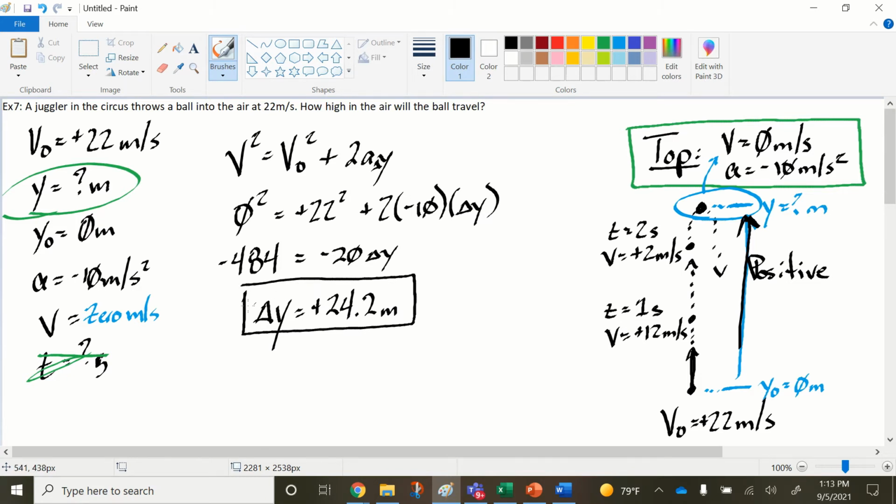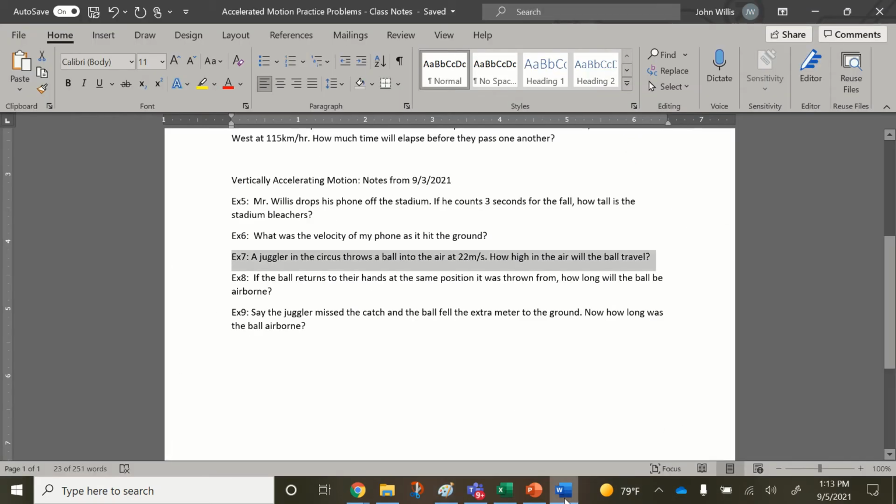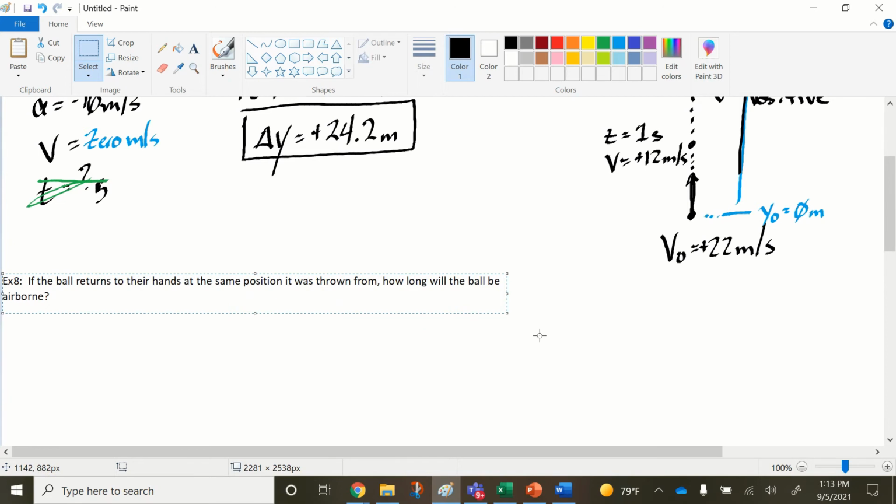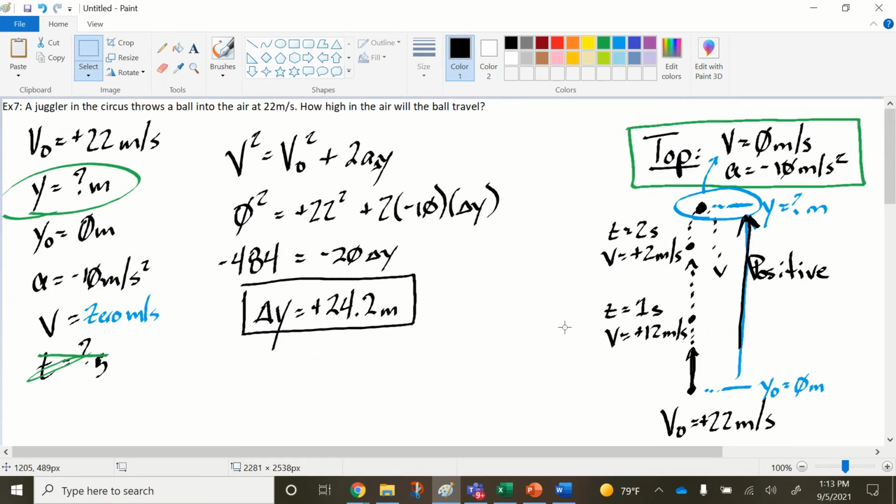All right. So the next question, because they asked us how high up in the air it went, continues off of this. If the ball returns to their hands at the exact same position, basically they threw it up in the air, their hand didn't really move a whole lot, and then they caught it as the ball returned. If the ball returns to the same position, how long would it be airborne? So we're asking, how long is it going to take this ball to travel all the way back down to y equals 0?